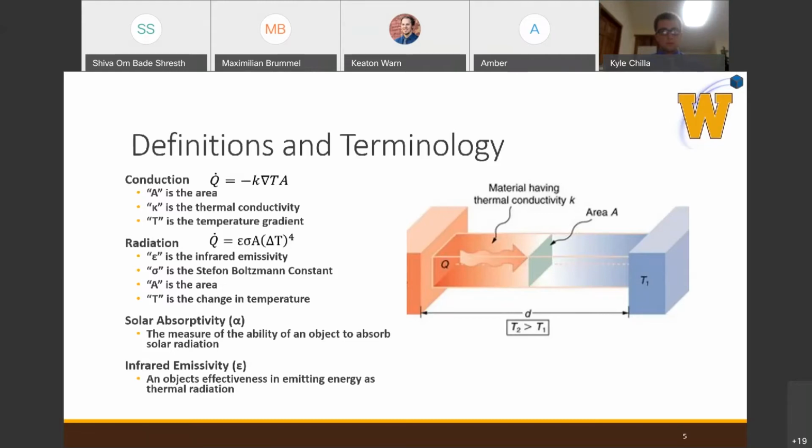Radiation is largely dependent on the object's surface area. And its equation is Q dot is equal to epsilon, which is the infrared emissivity, times the Stefan-Boltzmann constant, times its area, times the change in temperature. A couple other definitions are solar absorptivity, alpha. This is the measure of the ability of an object to absorb solar radiation. Then lastly, infrared emissivity, or epsilon, as we saw in the radiation equation, is an object's effectiveness in emitting energy as thermal radiation.